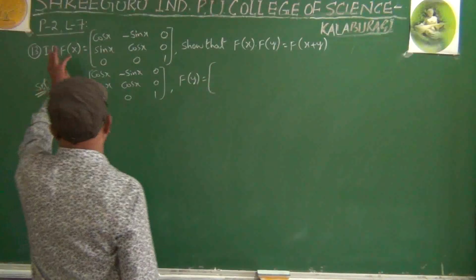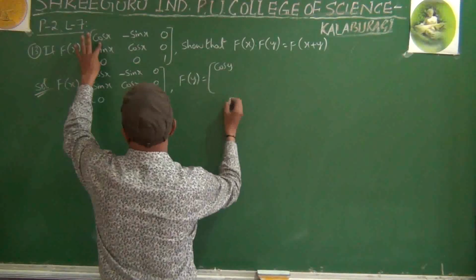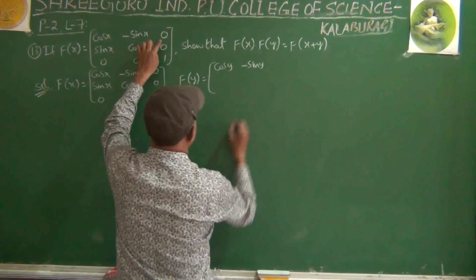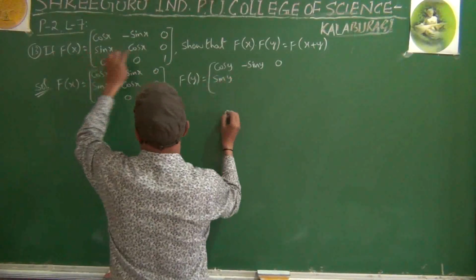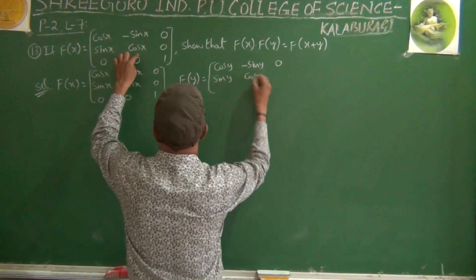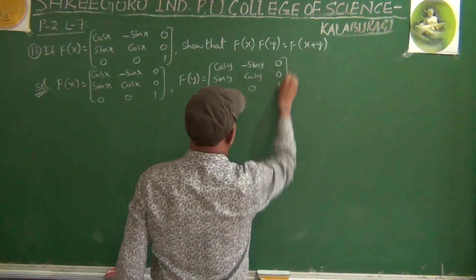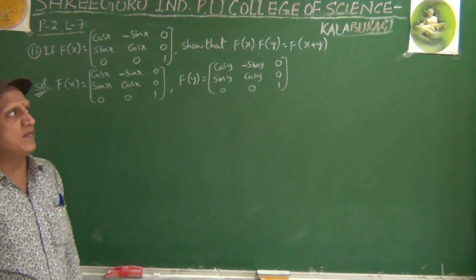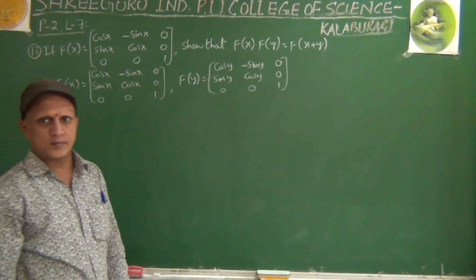What is f of y? In place of x, put y. Cos y, minus sin y, 0, sin y, cos y, 0, 0, 0, 1. This is f of y. Okay. What is f of x plus y? In place of x, put x plus y.